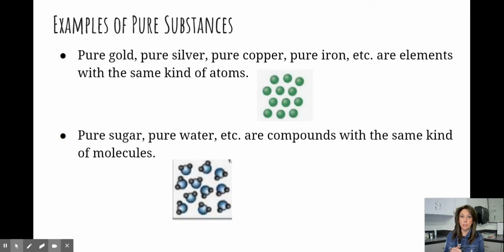Some examples of pure substances are gold, silver, copper, iron. These are all elements with the same kind of atoms. And these are all elements you would find on the periodic table of elements. Some other examples of pure substances might be molecules, things that are made up of one type of molecule. Sugar, water, salt is another one, baking powder. These have all the same kinds of molecules.